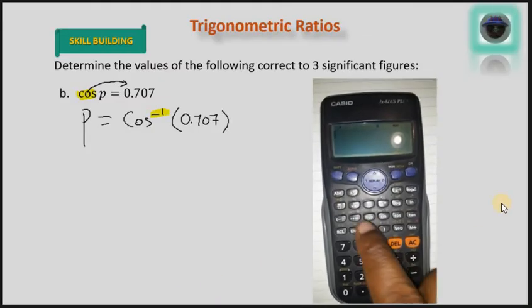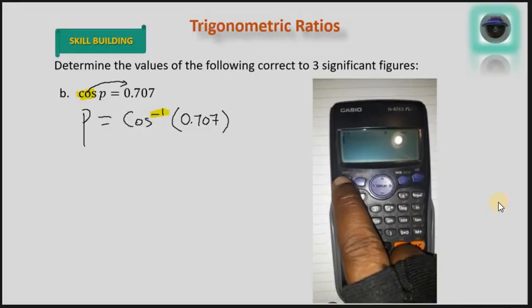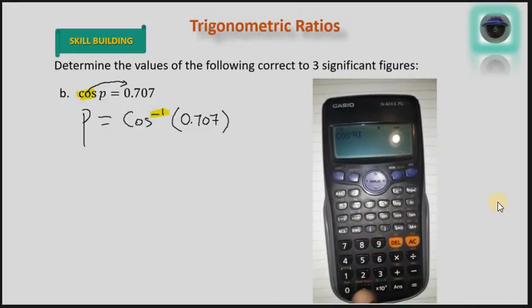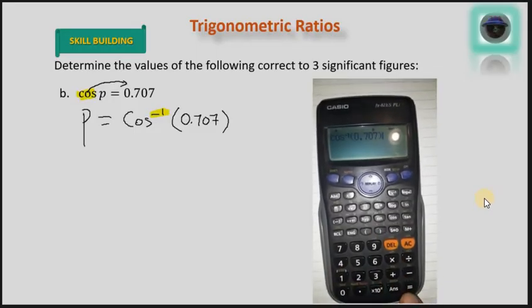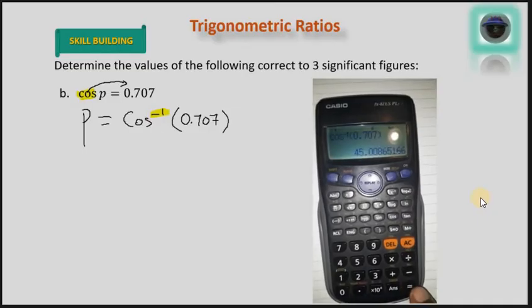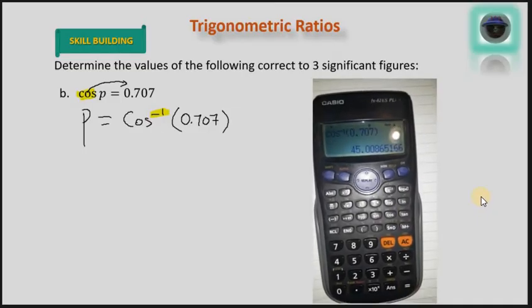So we press the second function, or shift, and press the cosine button, which shifts to the cosine inverse. Then we enter 0.707. We may close the bracket and then press equal, and that will give us 45.0086, etc. So let's write that answer. P is equal to 45.00865, etc. Now remember, we only want 3 significant figures.